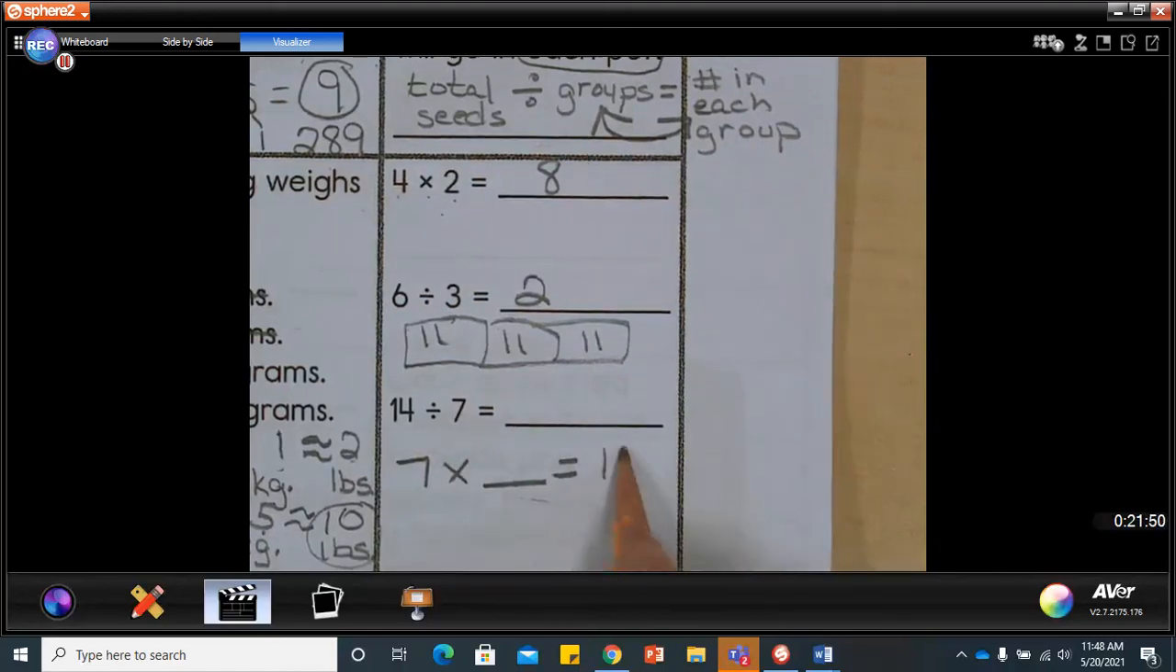And again, if I use my 14 objects, or if I use my multiplication, how many groups of blank, 7 groups of what is equal to 14? Right, if you said 7 groups of 2, that would be correct. So you're using your multiplication to help you with your quotient on division. So our missing factor is our quotient here.